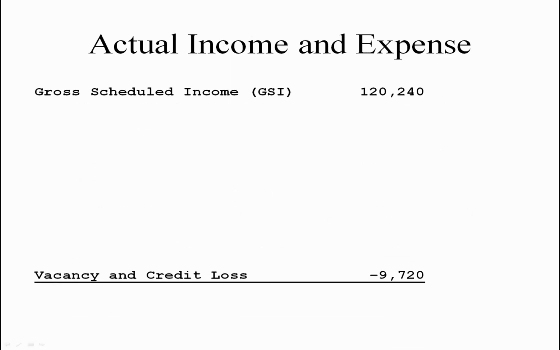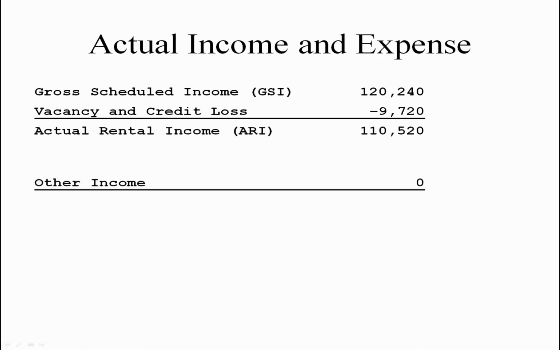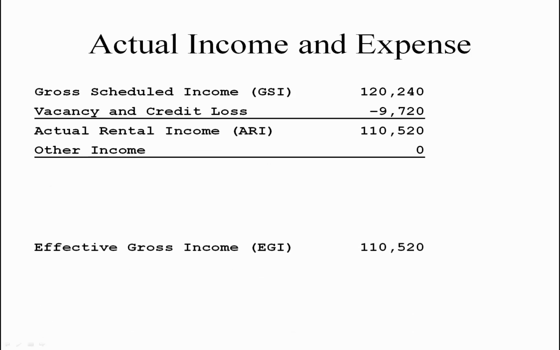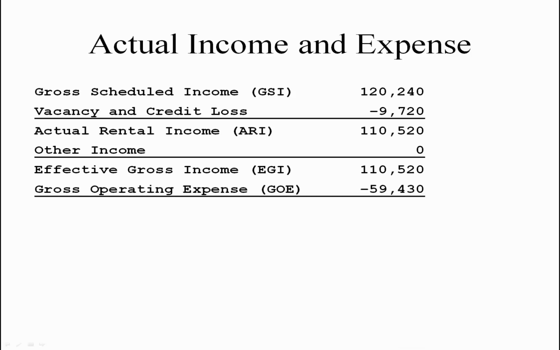Actual income and expense. Gross scheduled income, vacancy and credit loss, actual rental income, other income, effective gross income, EGI, gross operating expense, GOE, net operating income, NOI.